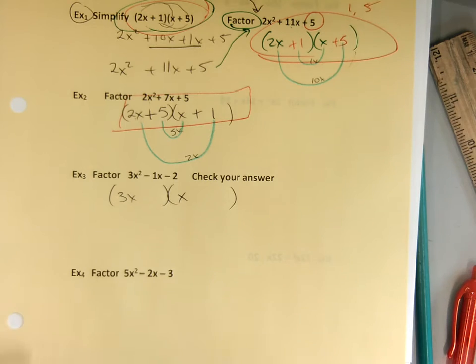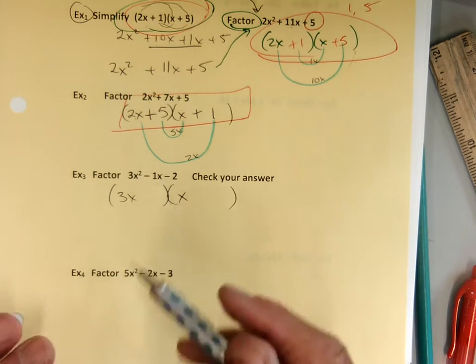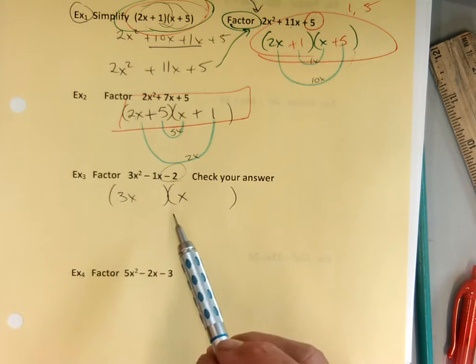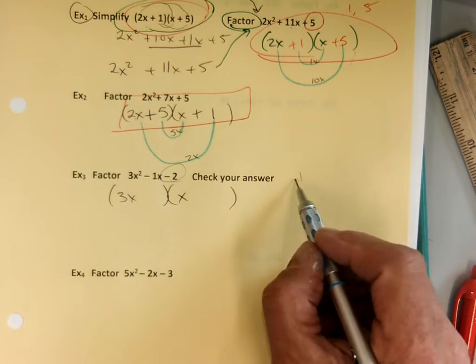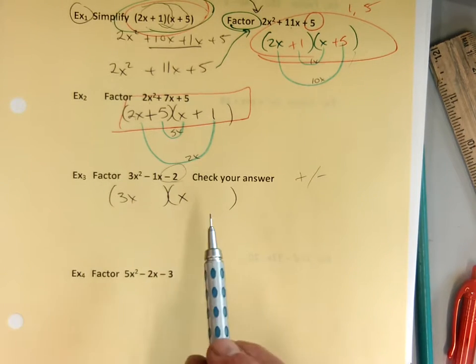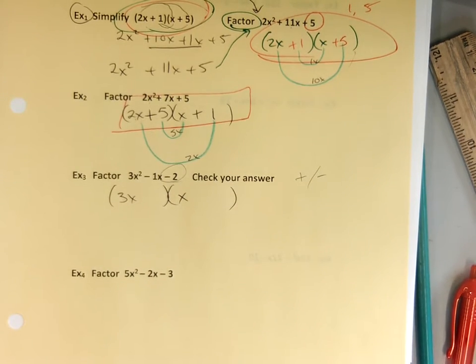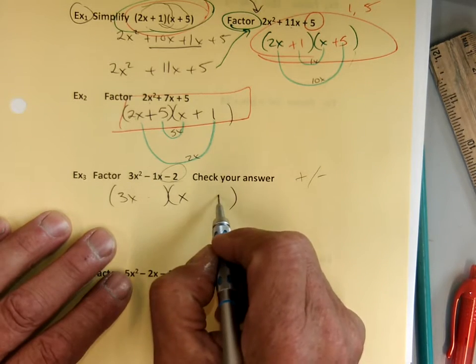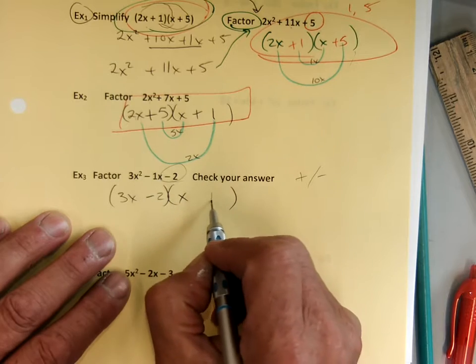And how do you make the negative 2? Well, we know if it's a negative 2, it's going to be a plus and a minus. Everybody agree? It has to be plus and minus to make a negative 2. So what times what makes negative 2? Negative 2 and positive 1.